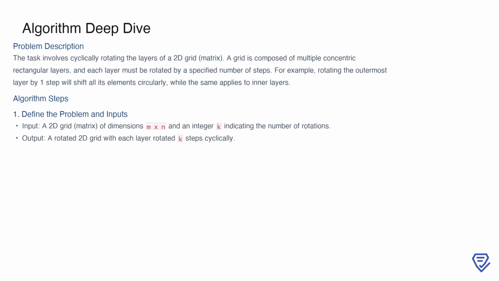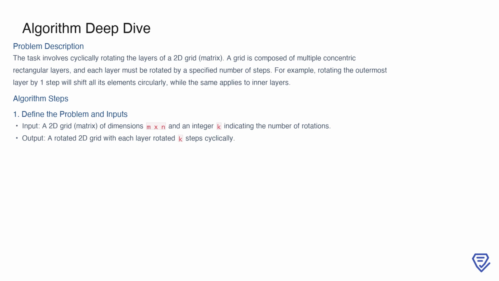In this problem, we are given a 2D grid, or matrix, and our task is to cyclically rotate its layers. Think of the grid as being composed of concentric rectangular layers, starting from the outermost layer and moving inward. Each layer is a closed loop of elements, and we need to rotate these layers by a specified number of steps, denoted as k. For example, if k is 1, rotating the outermost layer means shifting all its elements one position clockwise. Similarly, the same logic applies to the inner layers. Our goal is to take this input grid and return a new grid where each layer has been rotated appropriately.